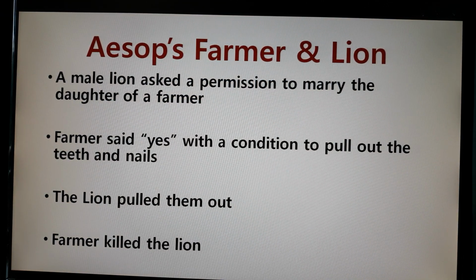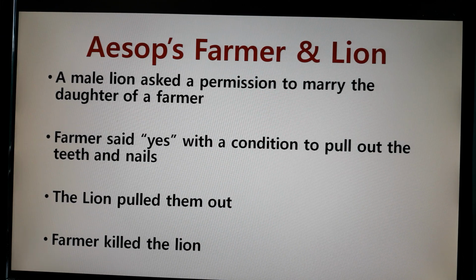Aesop's fable. Okay, you know Aesop's fable. That is an old Greek person named Aesop. The story tells us that Aesop was a slave. But anyway, he was a very smart one. He has many educational stories. Even nowadays, those stories teach us a lot.